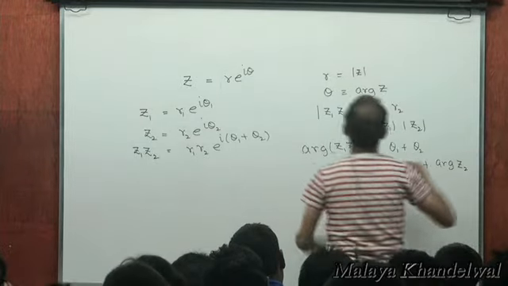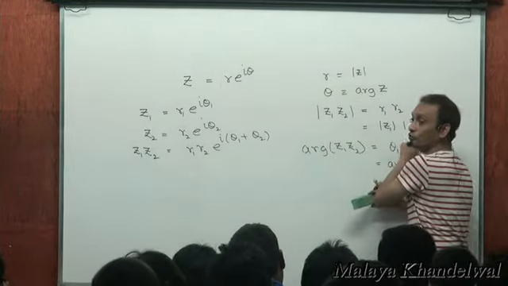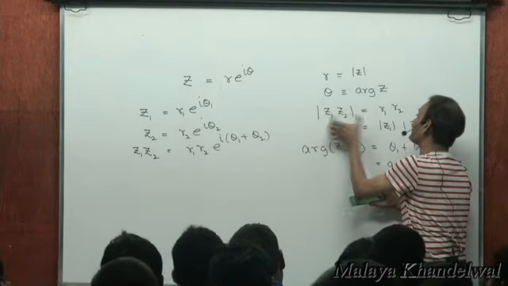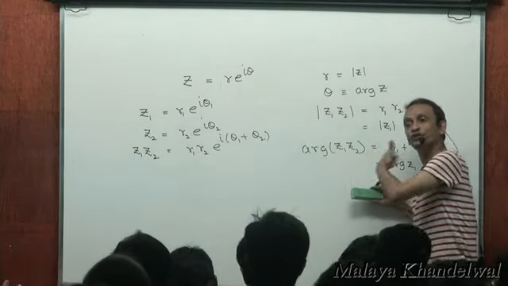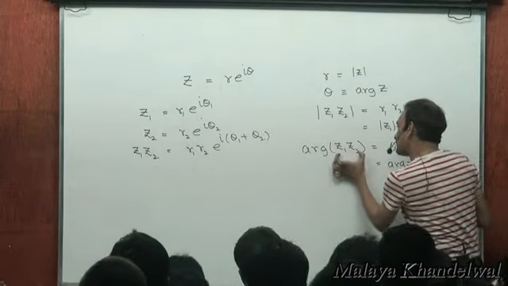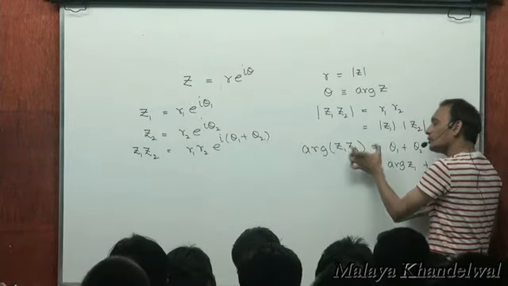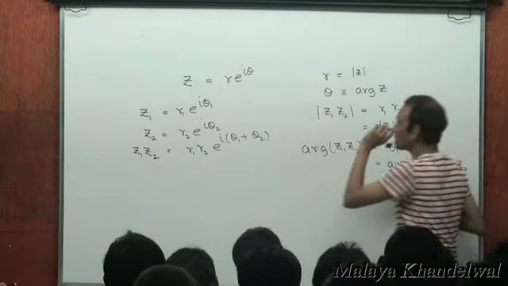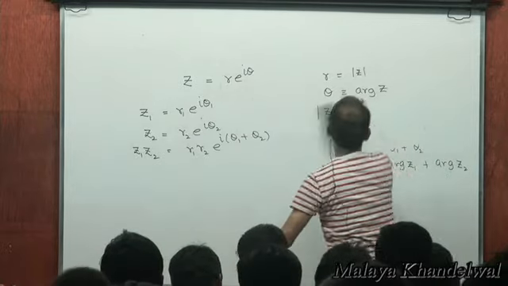Similarly, mod z1 z2 is mod z1 into mod z2. The modulus of the product of two complex numbers would be the product of their moduli. The argument of the product would be the sum of the arguments, right?